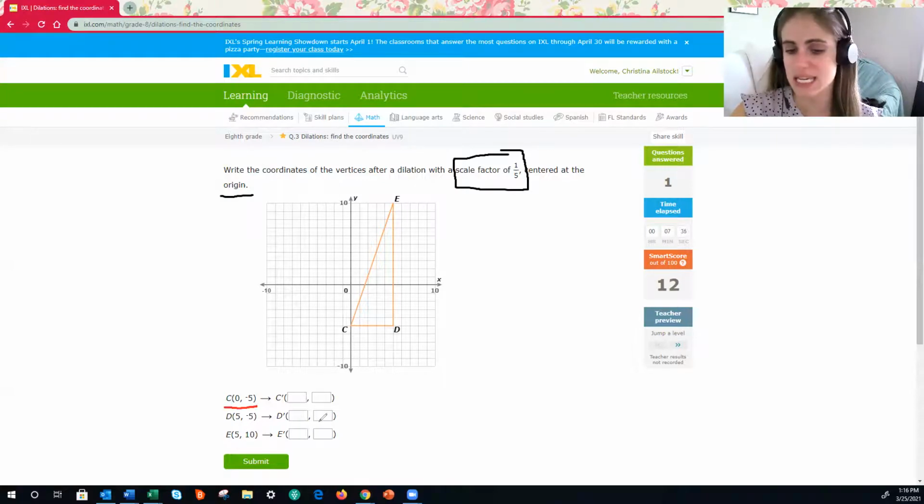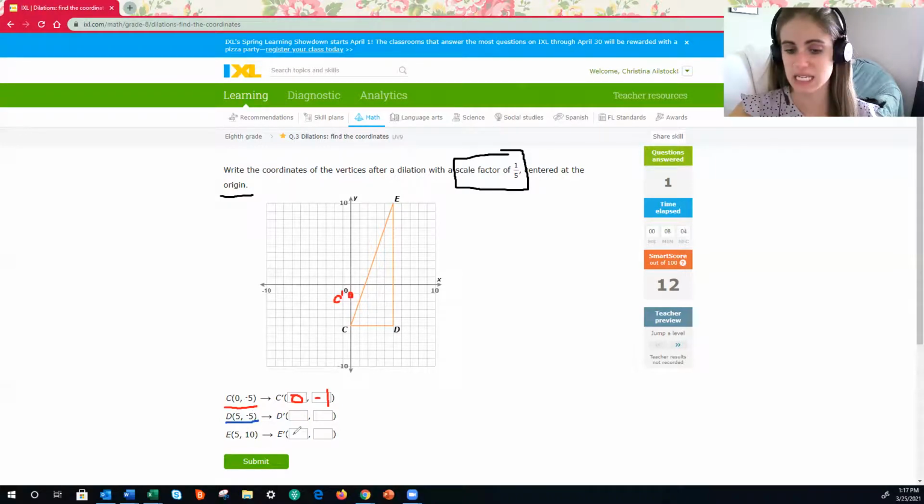So point C is located at 0, -5. We're going to multiply both numbers by 1/5. 0 times 1/5 is 0. -5 times 1/5 is -1. Let's graph that point. There we have our new C prime.